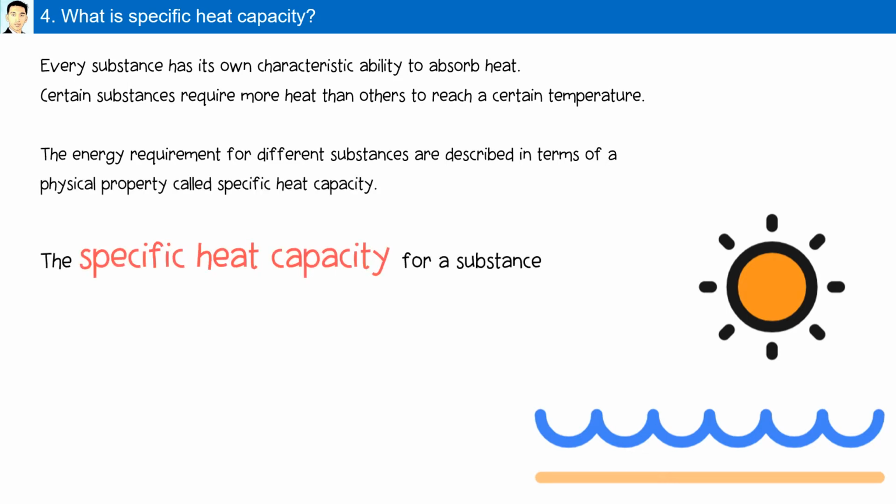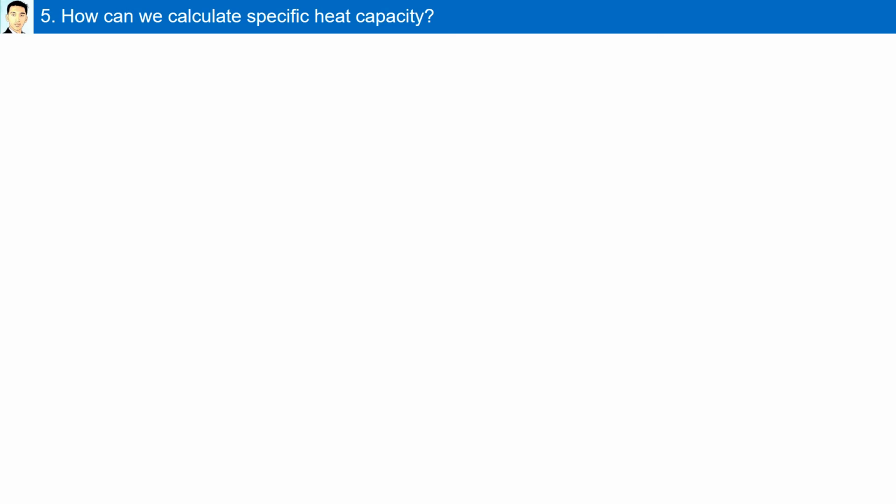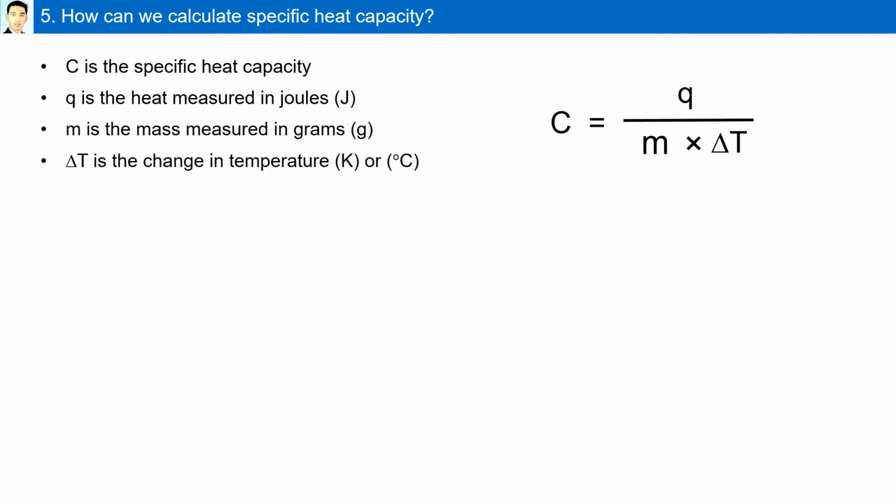The specific heat capacity for a substance is defined as the amount of heat required to increase the temperature of 1 gram of a substance by 1 degree Kelvin or degree Celsius. How can we calculate specific heat capacity? Using the formula, C, the specific heat capacity, is equal to heat divided by mass times the change in temperature in Kelvin or degrees Celsius.